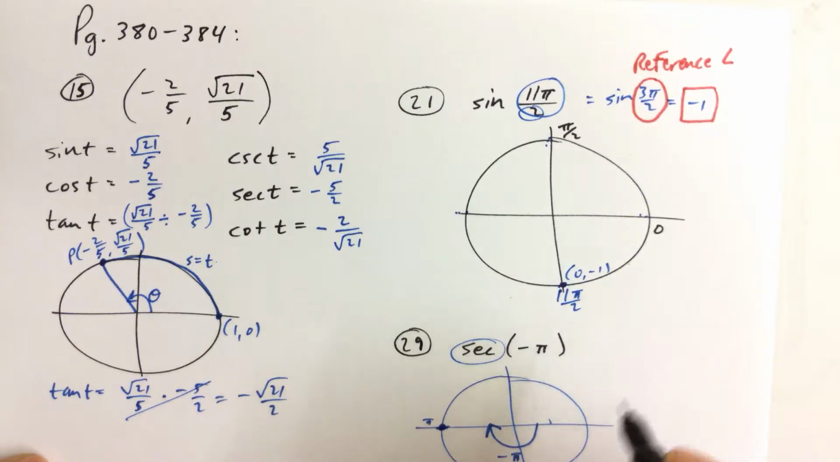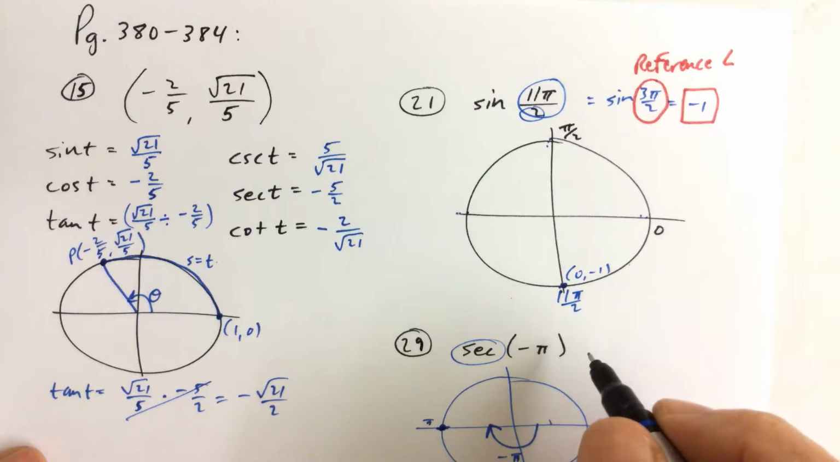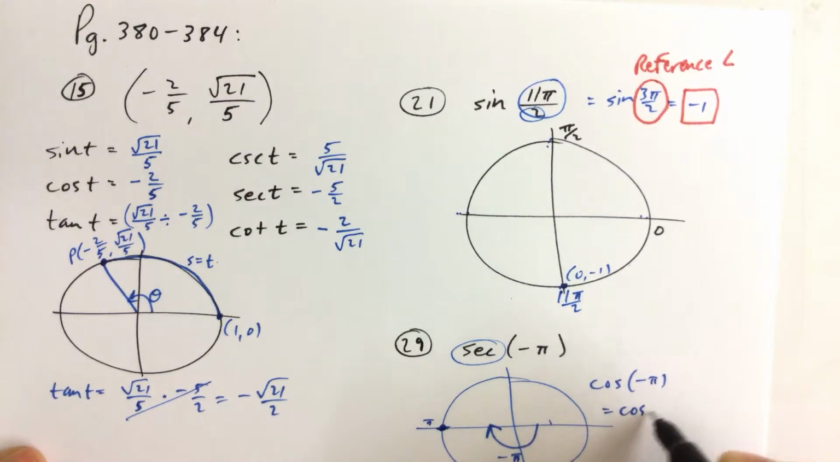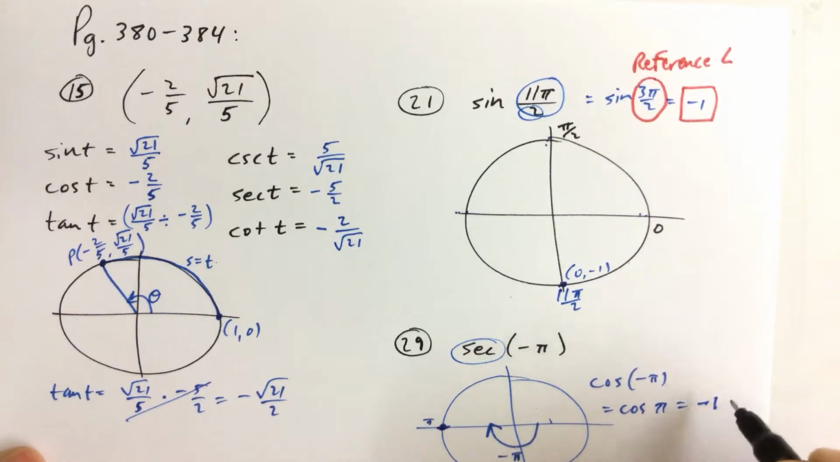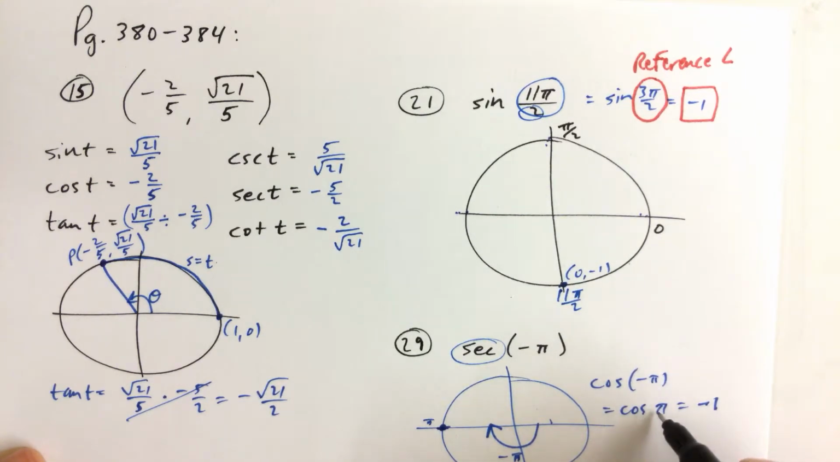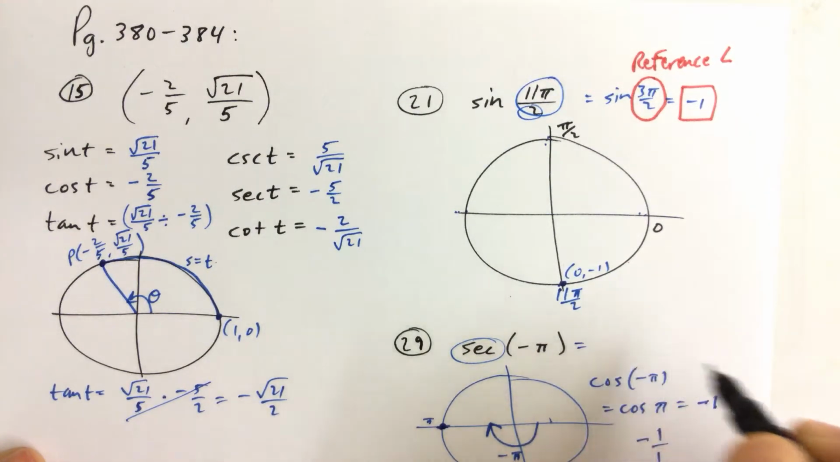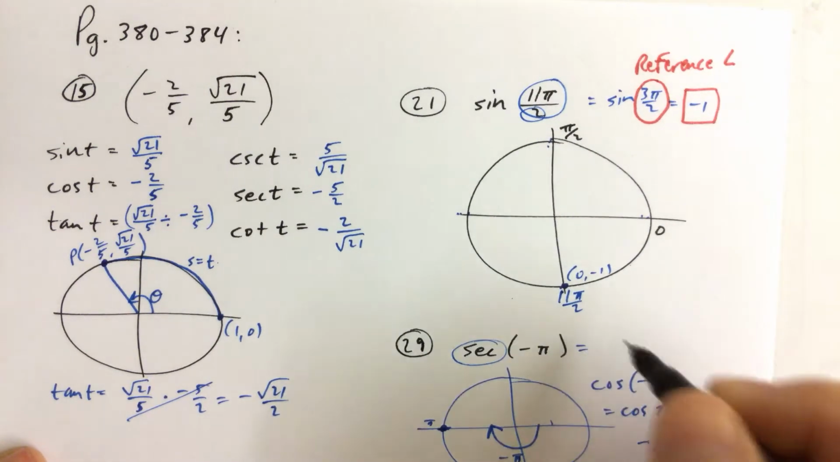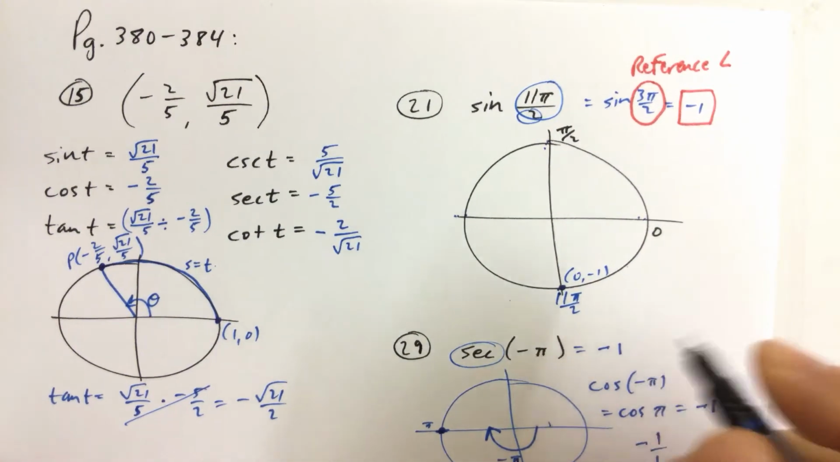Since the secant is what we're trying to find, we're going to first find the cosine. So we find the cosine first. The cosine of negative pi is the same as the cosine of positive pi, which is -1. It's the x-coordinate of that point. And so if the cosine of pi is -1, which is -1 over 1, that means the secant of negative pi is equal to 1 over that. So 1 over -1 is still -1.